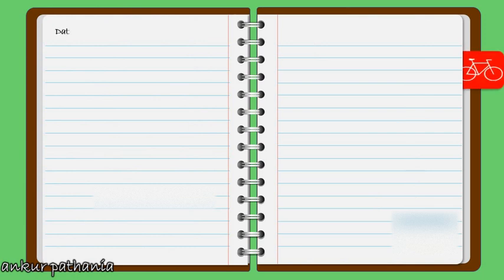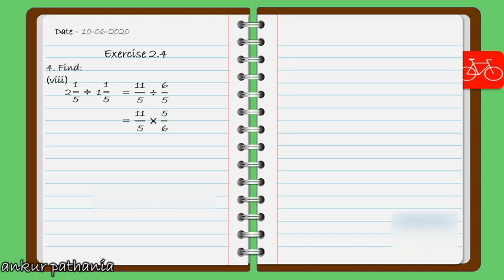Now moving to question number 4 of exercise 2.4. Here mixed fractions are there and we have to perform division on them. The same case will be here. First we have to change them into improper fractions, and then we have to multiply the dividend by the reciprocal of the divisor, and we will get our required result.